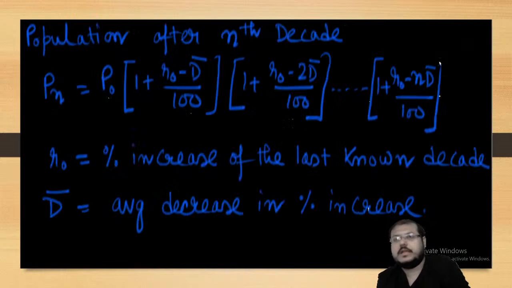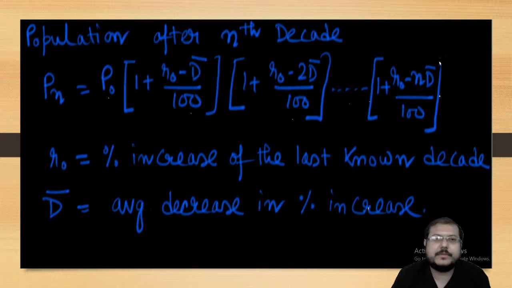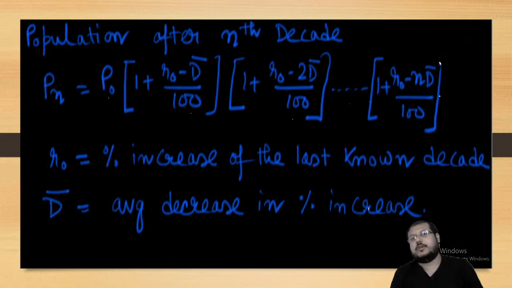And population after the nth decade will be Pn is equal to P naught into 1 plus R naught minus D bar by 100 into 1 plus R naught minus 2 D bar by 100 into 1 plus R naught minus n D bar by 100. Okay.